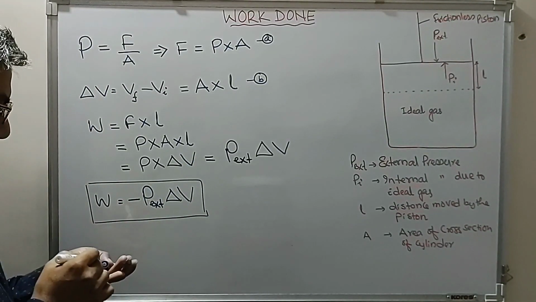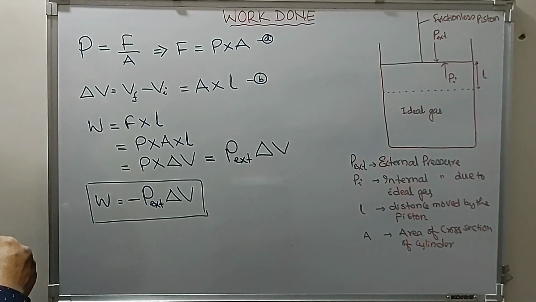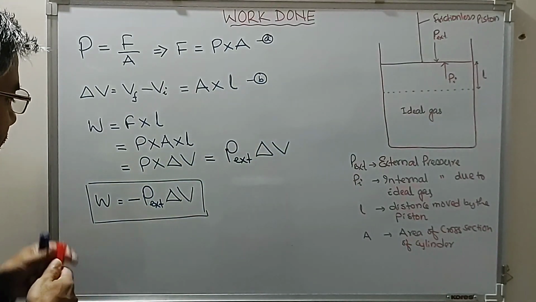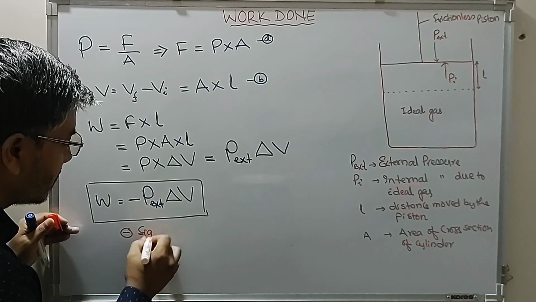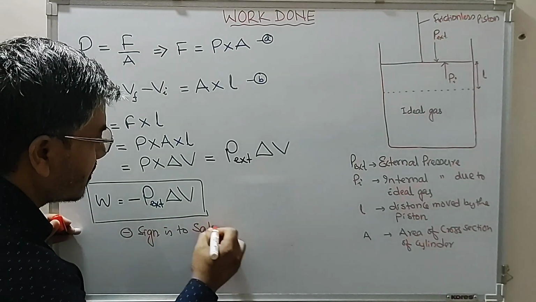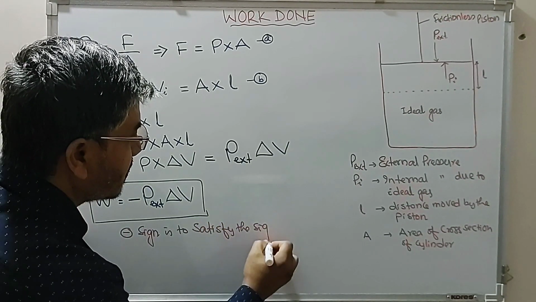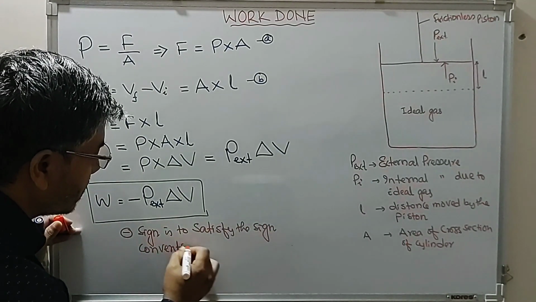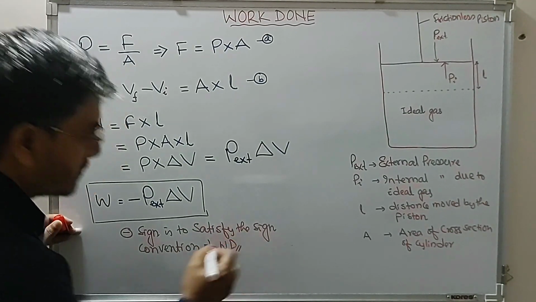This negative sign is to satisfy our sign convention of work, because nowhere in the derivation is there a negative sign. So the negative sign is to satisfy the sign convention of work done.